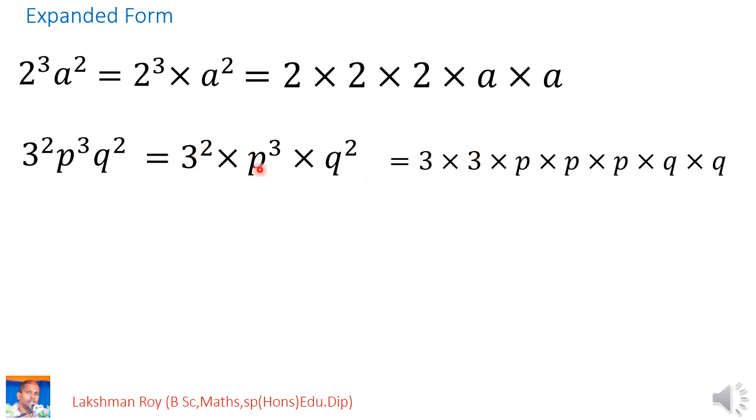Right, p to the power 3, p should multiply 3 times, p into p into p. Then q to the power 2 means q into q. So that is expanded form.